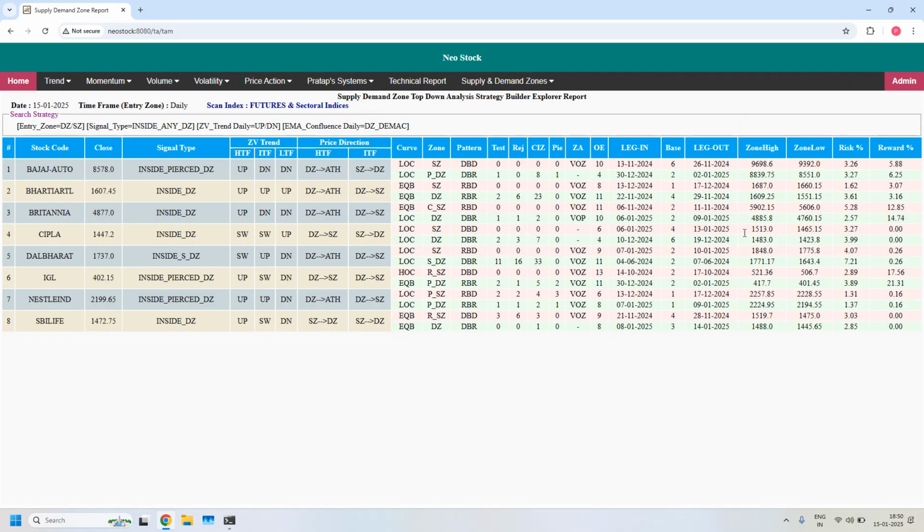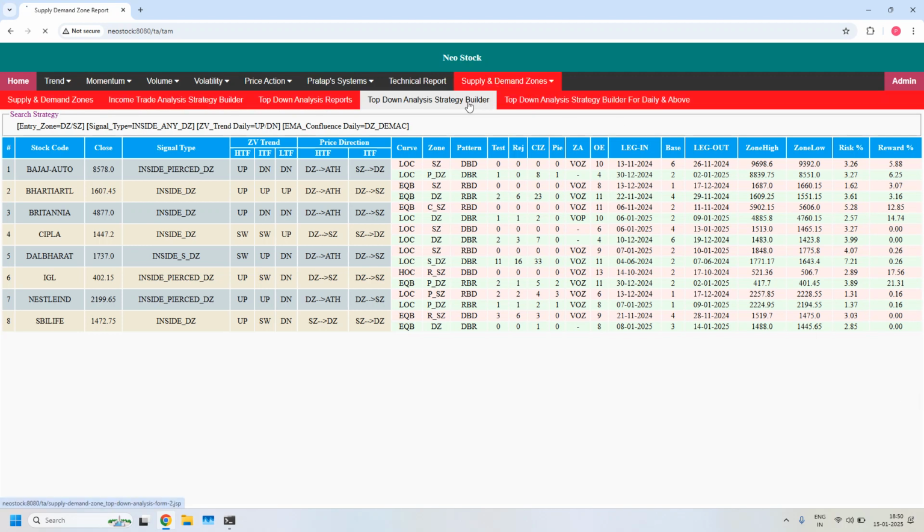So let's filter. Now the list has come down to 8 stocks. These 8 daily demand zones are having daily EMA confluence. And some of these daily demand zones are pierced zones also. You can apply the pierced zone strategy on those stocks. Okay, this is a daily demand zone, price closed inside the daily demand zone and also having daily EMA confluence.